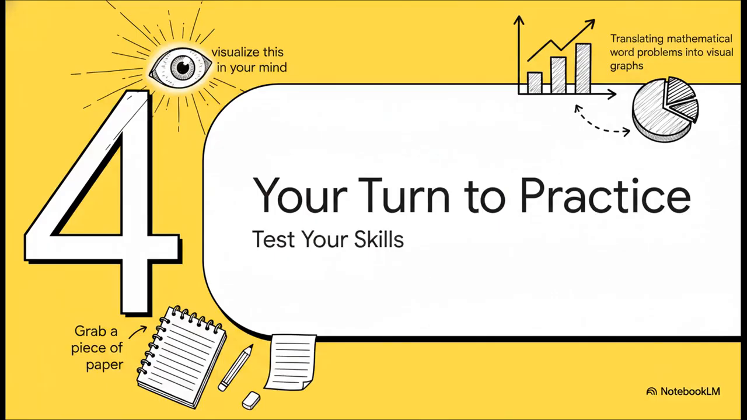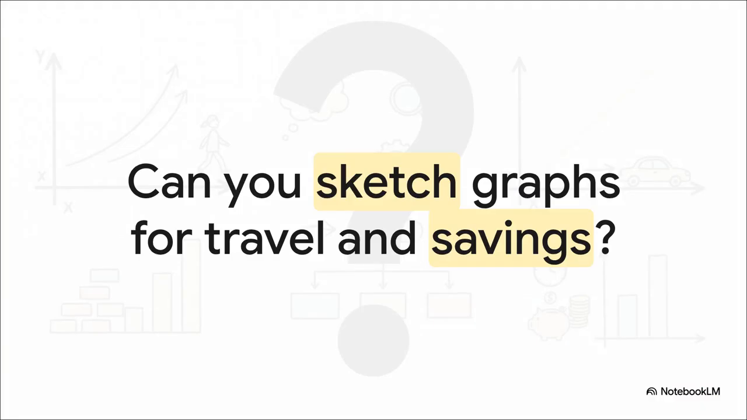Section 4, Your Turn to Practice. Let's see what you've got. Grab some paper or just visualize this with me. Think about a car traveling 60 miles per hour, which gives us the equation y equals 60x. Now think about saving $5 a week, starting from $0. Ask yourself, are these lines going to go up or down? Well, since distance and savings are both increasing over time, both of these lines are definitely sloping upwards.